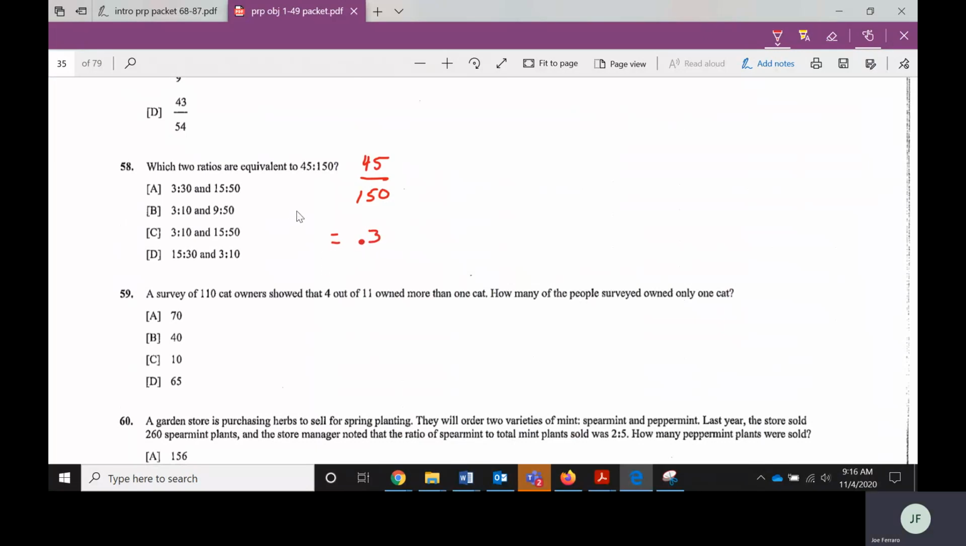Okay. So now it says which 2 ratios are equivalent to this. What you would do is both answers have to be correct. So you've got to divide. Remember, first is the top number, second is the bottom number. So you're going to divide these and see what you get for decimals. They both have to be 0.3 to be the right answer. So I'm going to take 3 divided by 30, and that equals 0.1. Now, if one of them is not right, I don't even have to test this one, because 0.1 is not 0.3. So this cannot be it. Okay. Letter B, 3 divided by 10. Well, that's 3/10, which is 0.3.